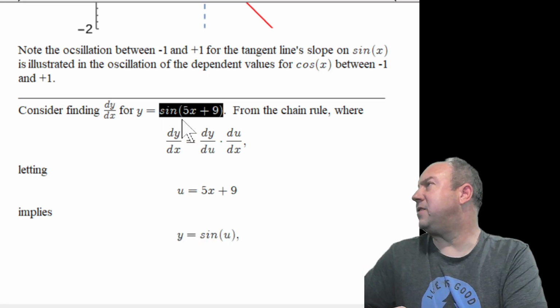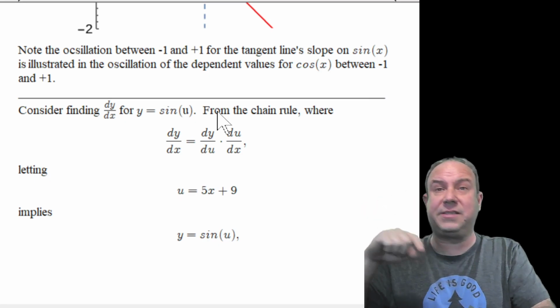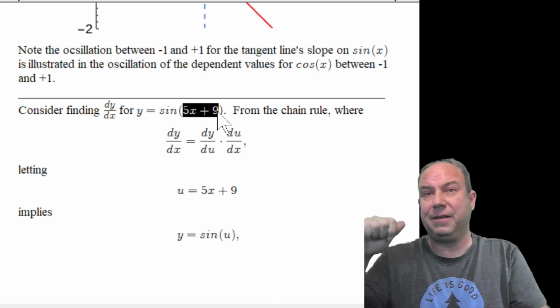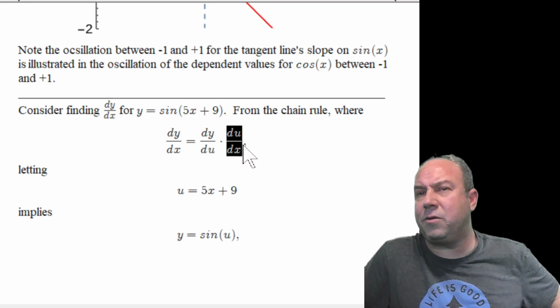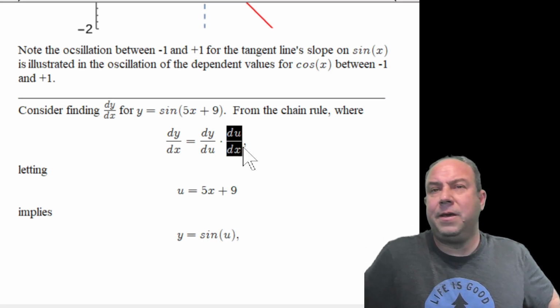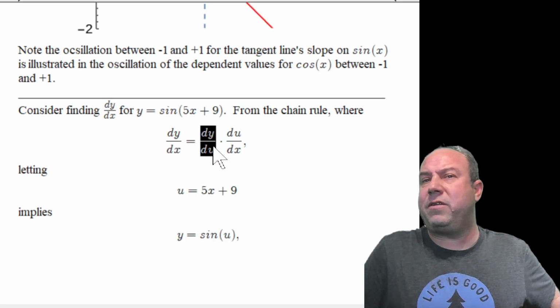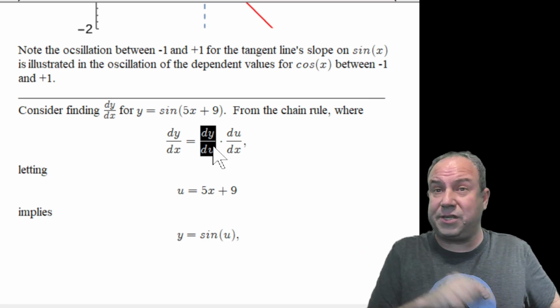Right? If I substitute in for the value of 5x plus 9 the value of u, we can see y is going to turn into the sine of u. Now with u equal to 5x plus 9, I can find the derivative of u with respect to x. That's just 5. And with y equal to the sine of u, I can find the derivative of y with respect to u, which is just the cosine of u.